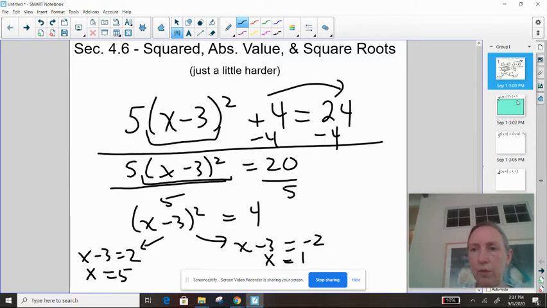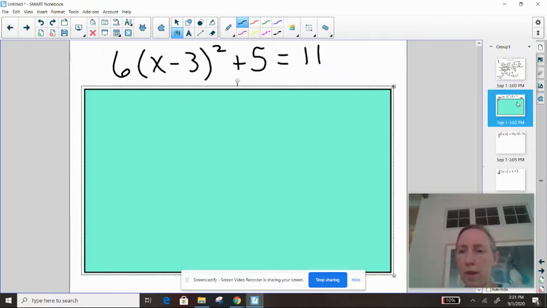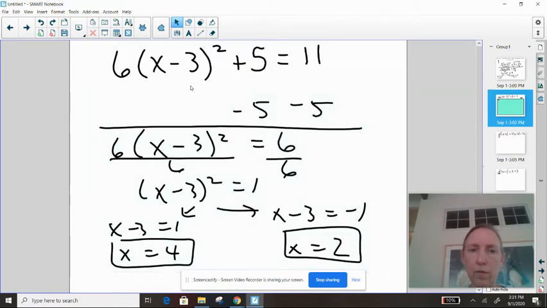Pause your videos. And then when you're done, come back on and see if you got it right. Hopefully you got 4 and 2. If you didn't, pause your video again and see if you can see where your equation differs from how I solved it.